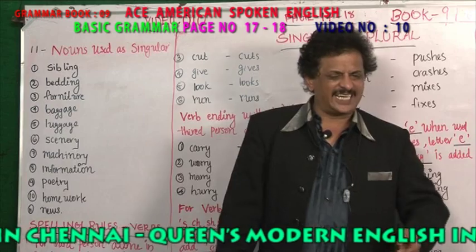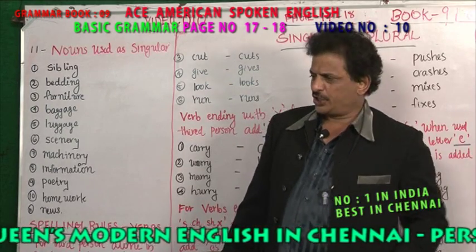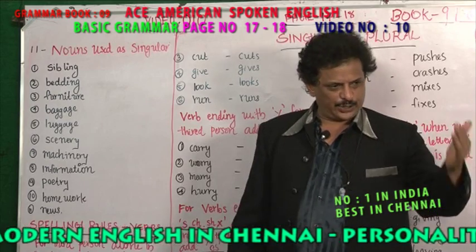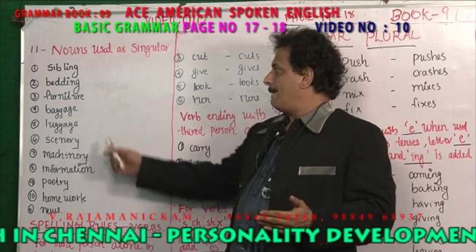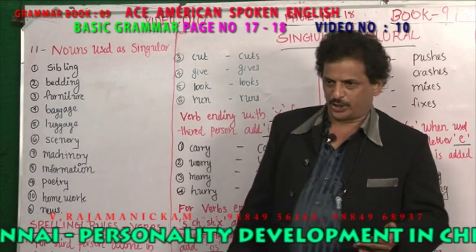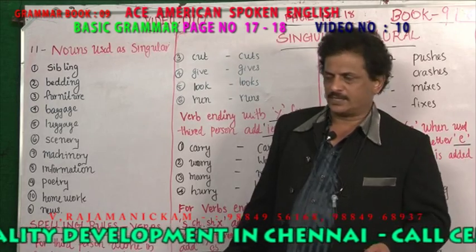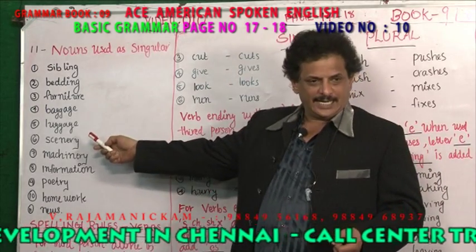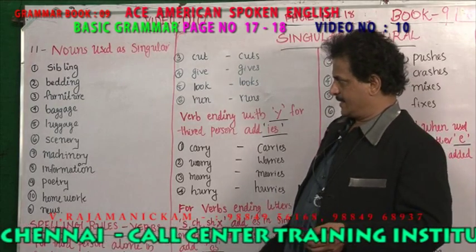Furniture. Is there any word called furnitures? No, no plural form. Furniture alone is both singular and plural. Baggage. What do you mean by baggage? All the suitcases and all the bags that you have is called baggage. Luggage, you don't have a word called luggages or baggages.